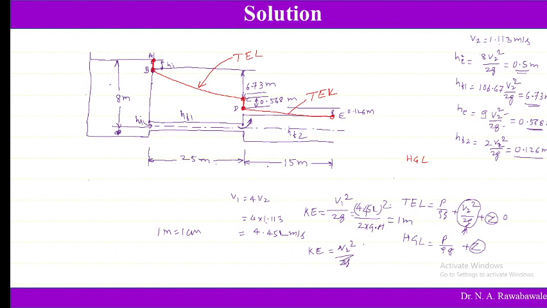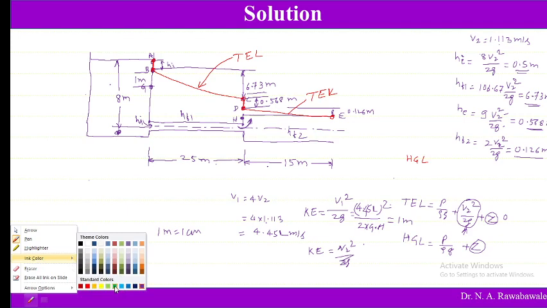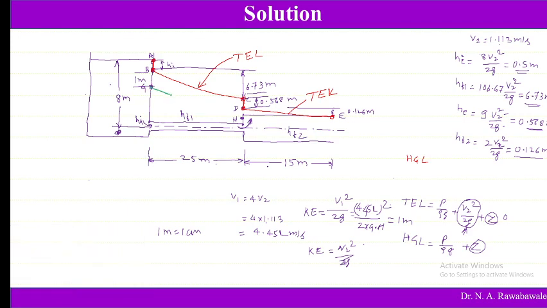So from point B we can mark another point, say point G, at a distance of 1 meter, because this is the kinetic energy we are going to subtract. From point C also we can mark a point somewhere at 1 meter, say H. So we can join G to H. This G to H is the hydraulic gradient line in the first pipe.